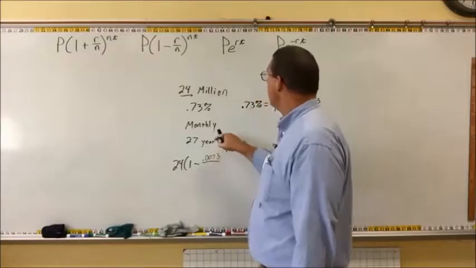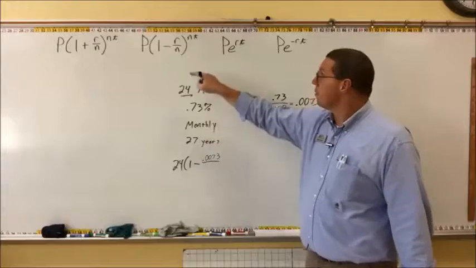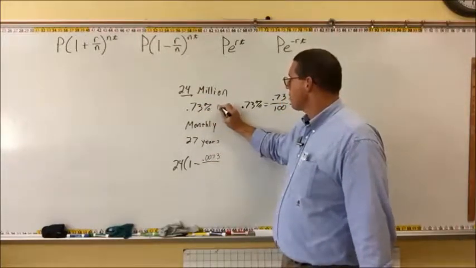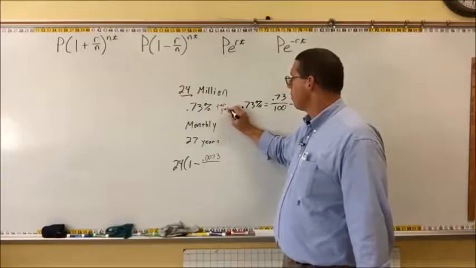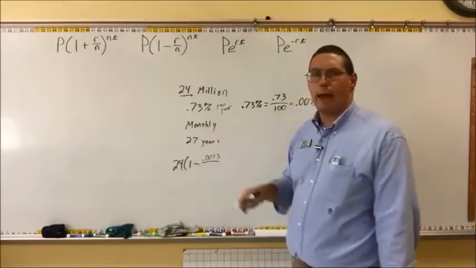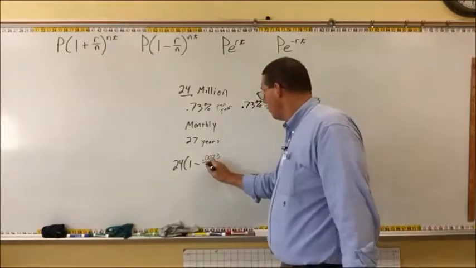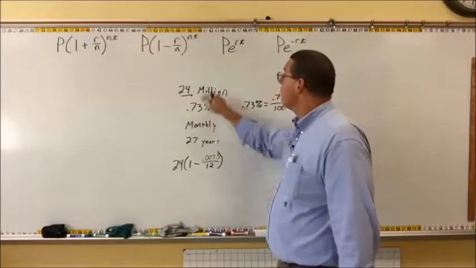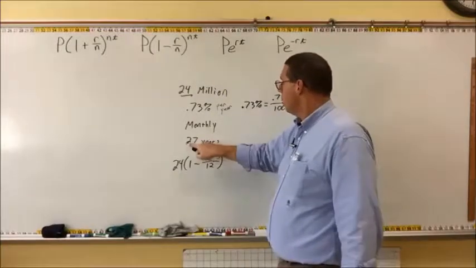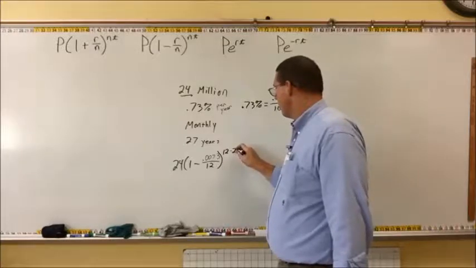So here, 0.0073 divided by n. n is monthly. That's the number of times in one time period. Well, we're dealing in years, because this percentage I said was a per year percentage, right? And so it's 27 years. How many times does monthly happen in a year? 12 times, because there are 12 months in a year. So we're going to put over 12, to the power of n times t, 12 times t. Oh, okay, so how many years? That's 27 years. So put times 27.